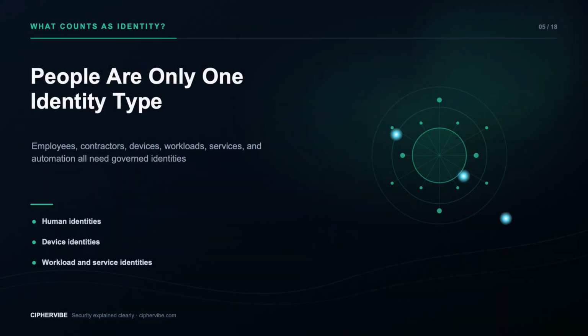Identity includes employees and customers, but also contractors, privileged administrators, laptops, mobile devices, service accounts, applications, containers, and automated agents. Each identity needs an owner, lifecycle, authentication method, authorization boundary, and auditable use. Shared accounts and unmanaged machine credentials weaken the model.